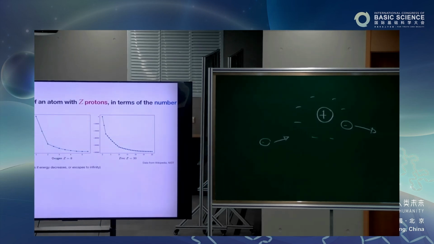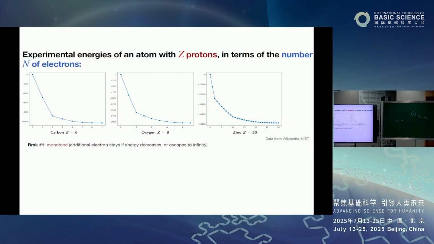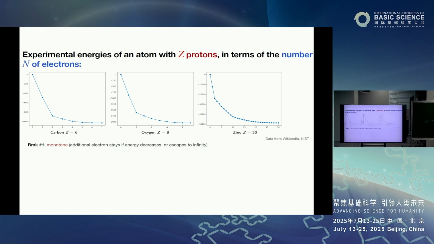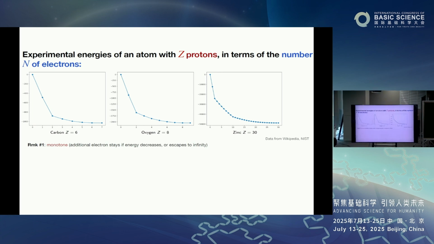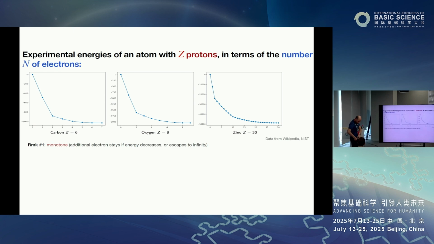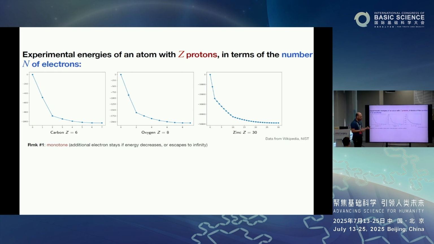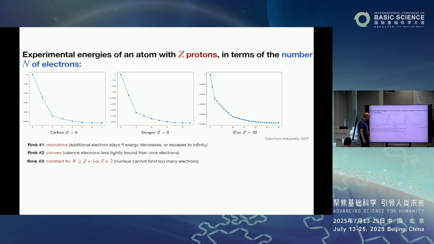So the first remark that you can make is basically the fact that this curve, this energy, is monotone in the number of electrons. And then, since the title of the talk is some convexity conjecture, of course all these curves are convex in the number of electrons. And then there is a fourth remark: you see that at a certain point the energy is constant.